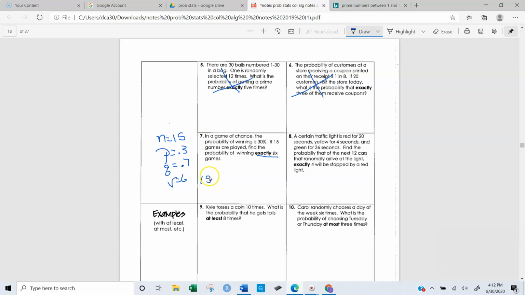So now we do 15 choose 6. We have 0.3, 6 times, as that one is going to happen. That means 0.7 is going to happen 9 times. Type this into your calculator, and you should get 14.72% that this will happen. All right, I think we're doing pretty good here. Let's go on to a few more interesting ones.